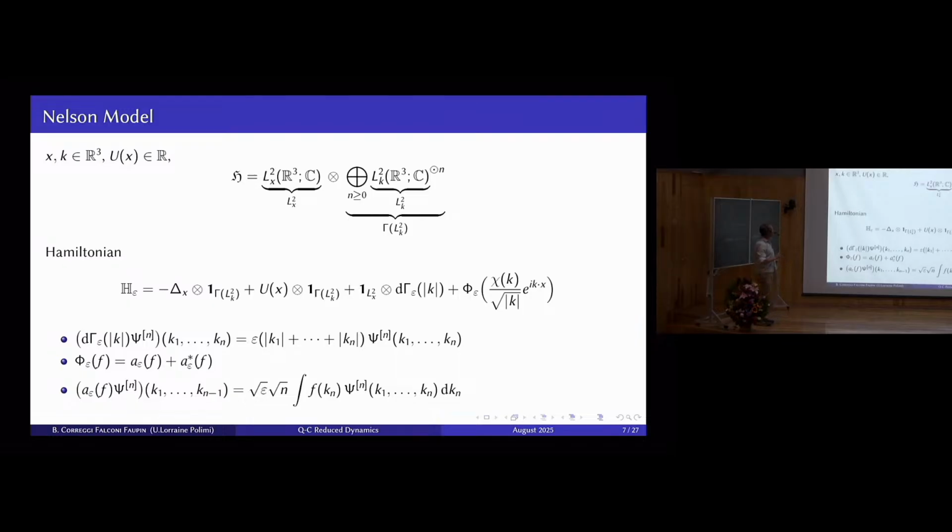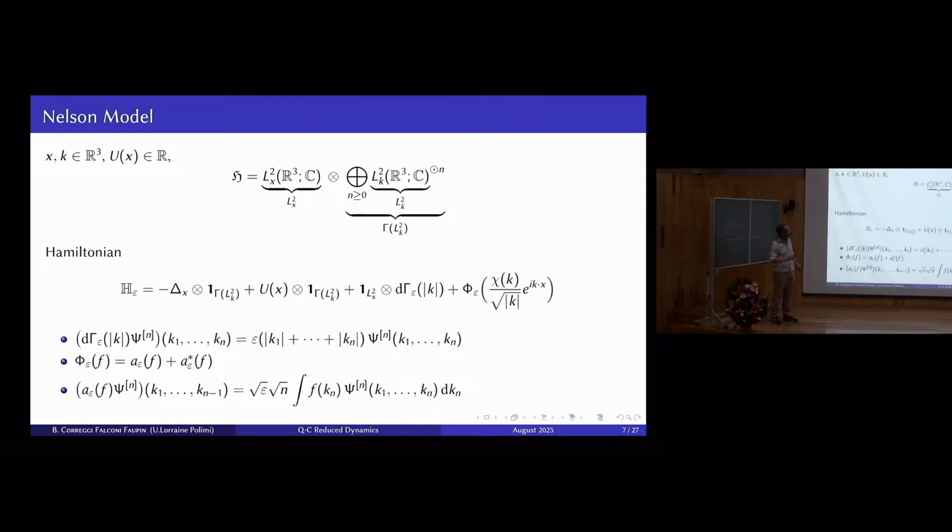Here I will always consider x and k to be numbers in R3. And U of x will be an external potential, which will be real valued. And our system, we will consider a particle interacting with a field. The quantum viewpoint is that we will have a first Hilbert space to describe the particle, and another Hilbert space to describe the field.